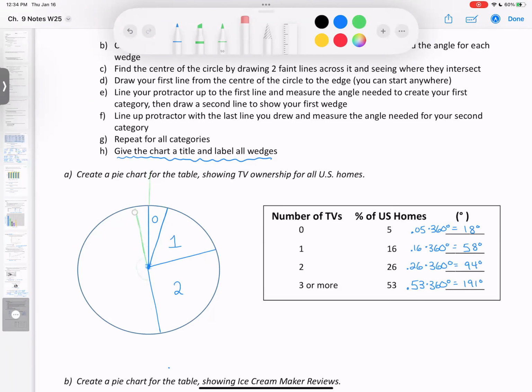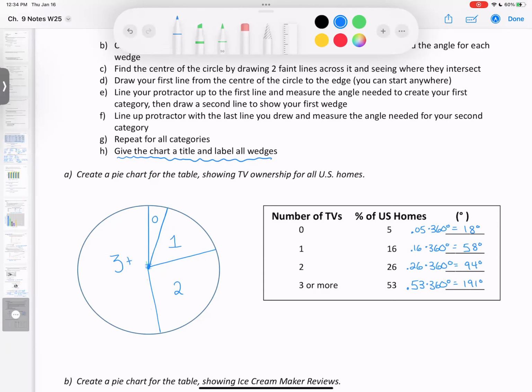So here we go. I'm just going to erase this little double check here. And so that final, the largest wedge I have here is the number of homes with 3 or more TVs, which is the majority, which actually surprises me. Okay, and so we want to label our title. I've already labeled all wedges. By the way, if they were longer titles, I could have done it like that, but they were short enough that I was able to just label them right within the wedge.